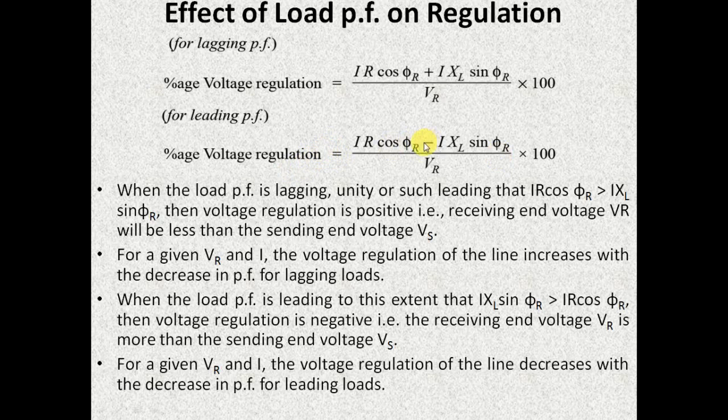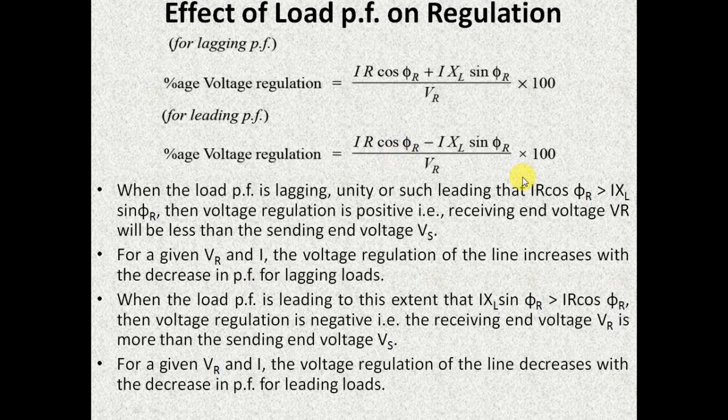So whenever we are trying to reduce the value of this cos phi r in this relation, our sin phi r goes on increasing, and the second term's effect is more dominating compared with that of the first term, since the value of XL is greater than that of R. The overall numerator term goes to a more negative value. That is, the effective value of this numerator becomes more and more negative when we are trying to reduce the value of this power factor. Hence we can say that the value of percentage voltage regulation goes on reducing whenever we try to reduce the value of this power factor.